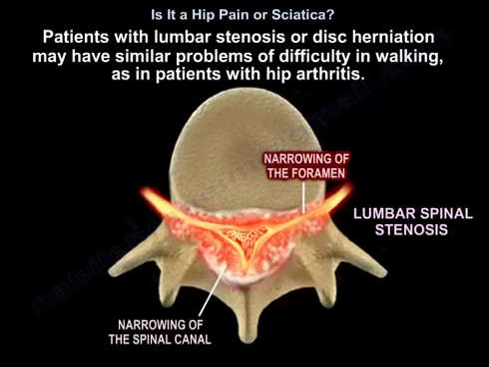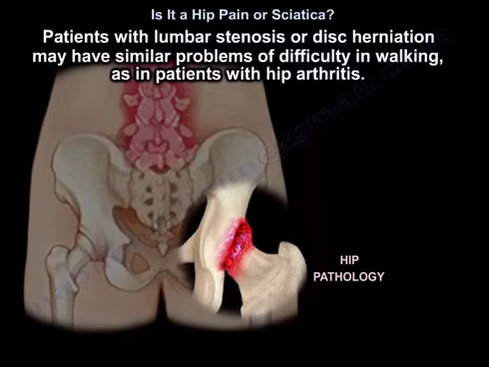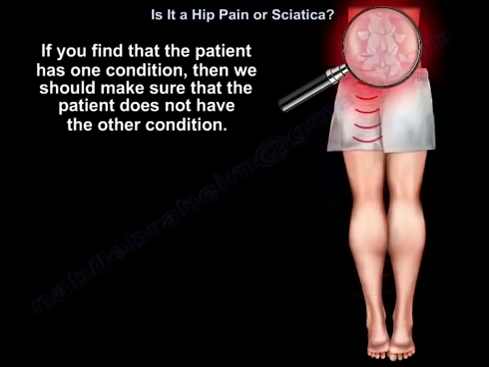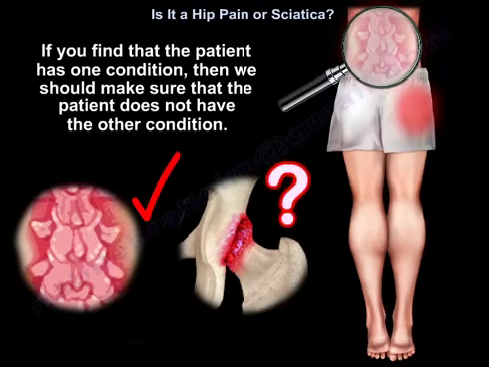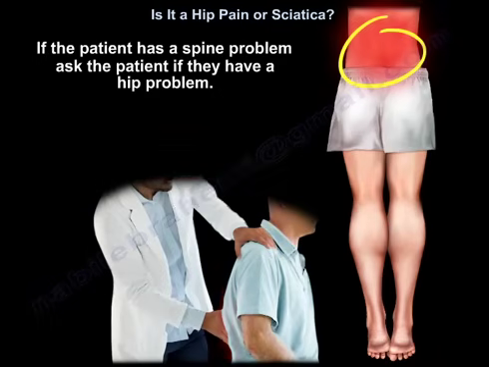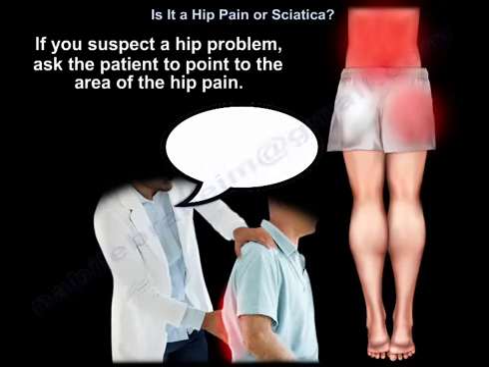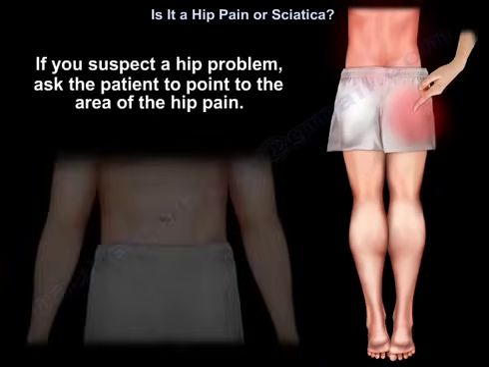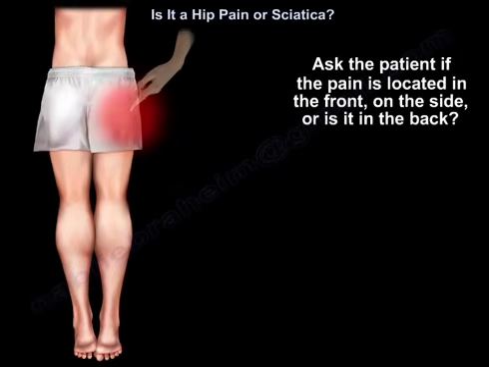Patients with lumbar stenosis or disc herniation may have similar problems of difficulty in walking as patients with hip arthritis. If you find that the patient has one condition, we should make sure the patient does not have the other condition. If the patient has a spine problem, ask the patient if they have a hip problem. And if you suspect a hip problem, ask the patient to point to the area of the hip pain. Ask the patient if the pain is located in the front, on the side, or in the back?